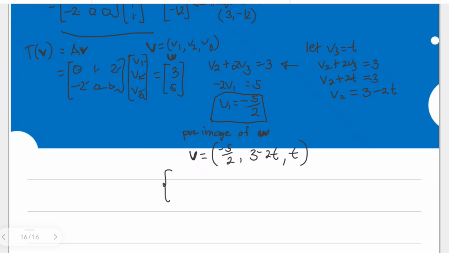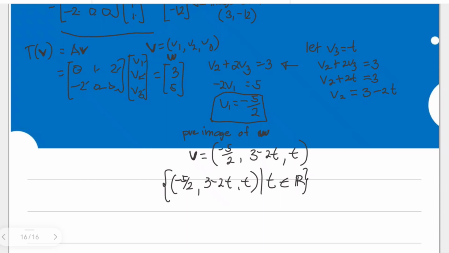But of course, this is not exact, so whenever you have an arbitrary constant, it is much better to come up with a set. So we'll have here negative 5 halves, 3 minus 2t, and t, such that t is an element of the real numbers. In short, there are infinitely many possible preimages for w as long as t is any constant or any element of the real numbers.